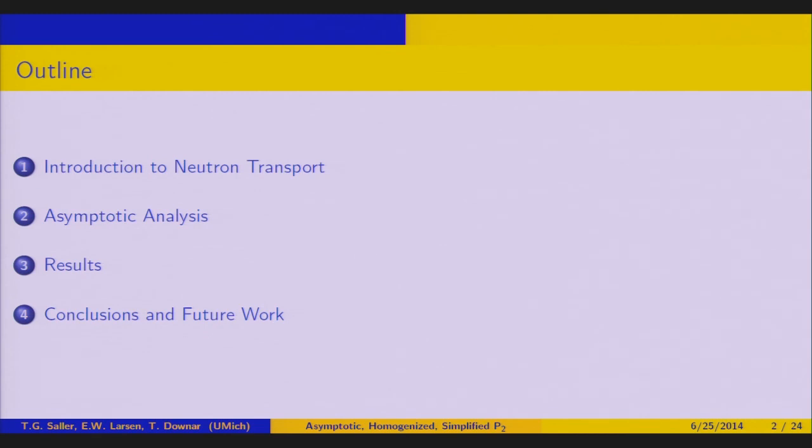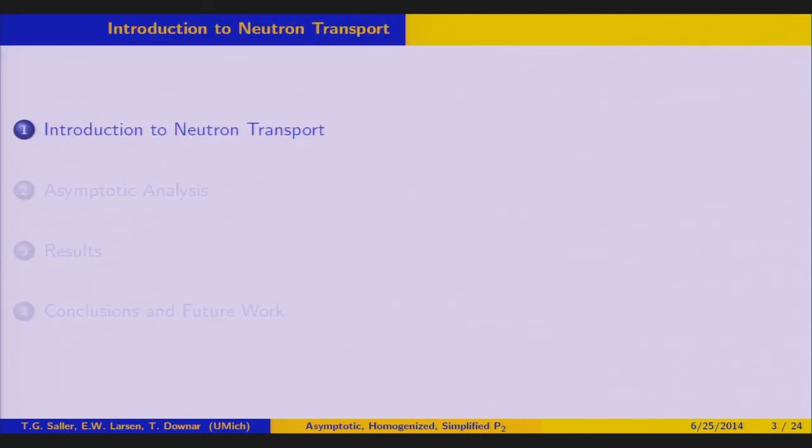Okay. So today I'm going to start by talking about just neutron transport in general, since all but one of you are not reactor physicists. And then I'm going to go into the asymptotic analysis that went into developing this method. That's something that I could spend 30 minutes talking about the math, but I don't think anyone wants that. If you do, ask me later. And then I'll go into some sample results with the new method, and then finally talk about conclusions and future work. So first, introduction to neutron transport.